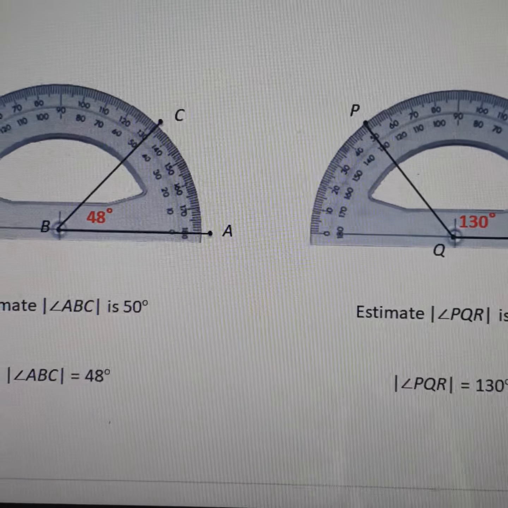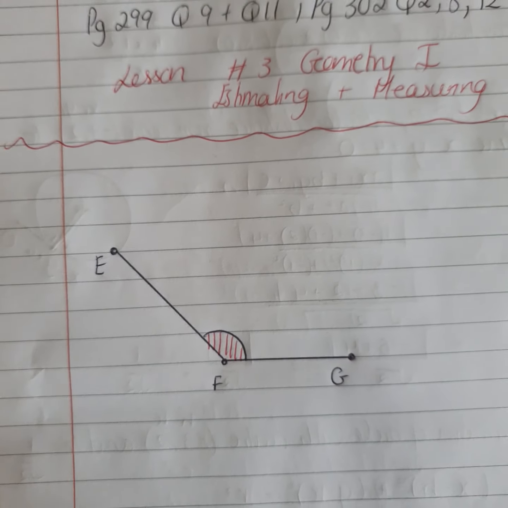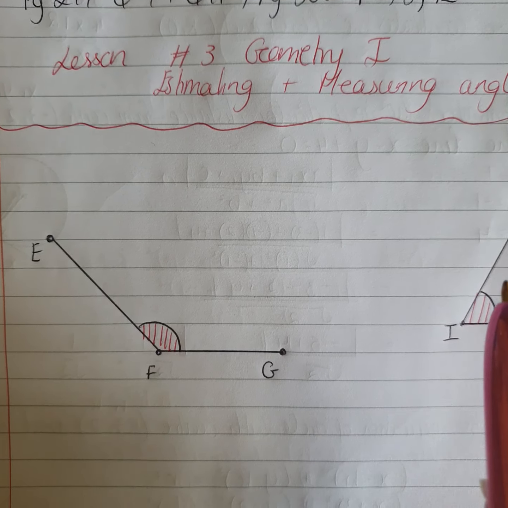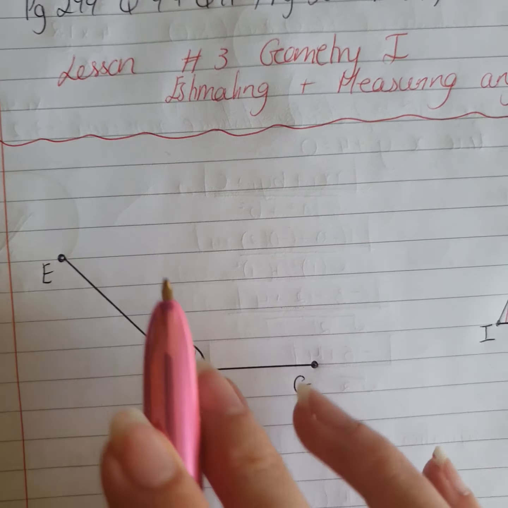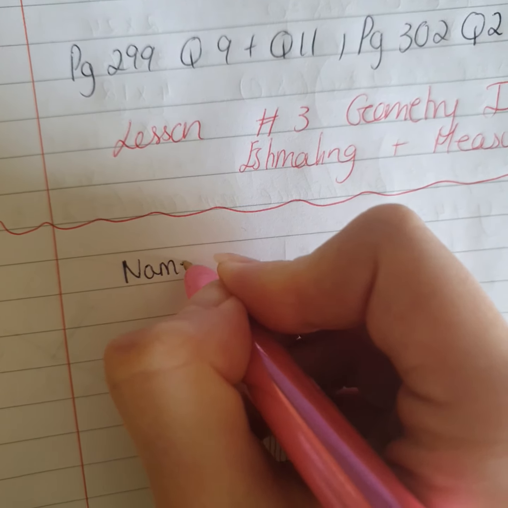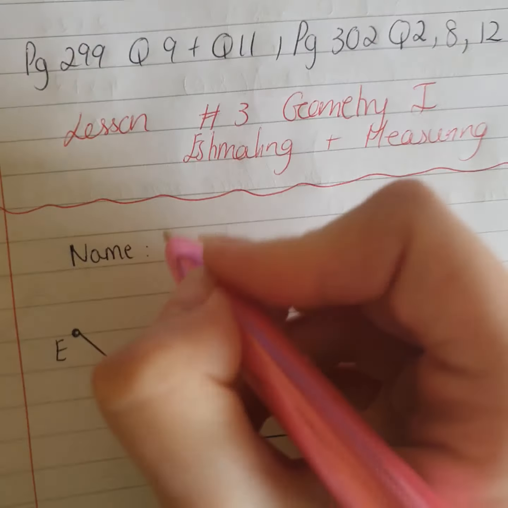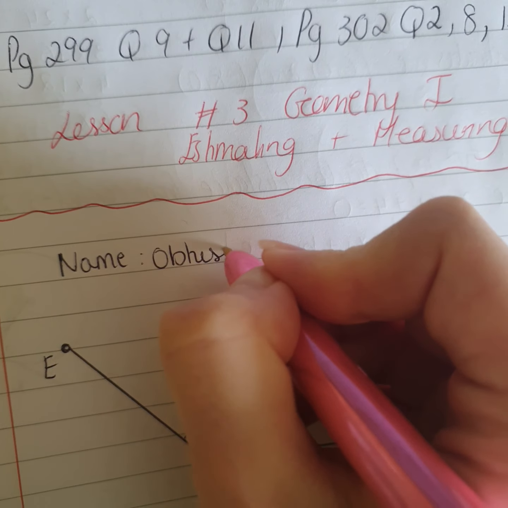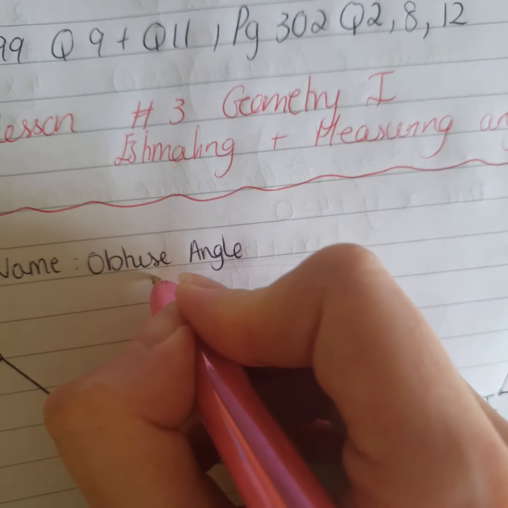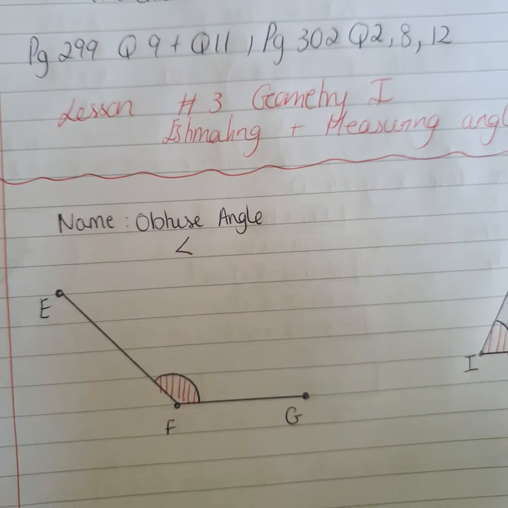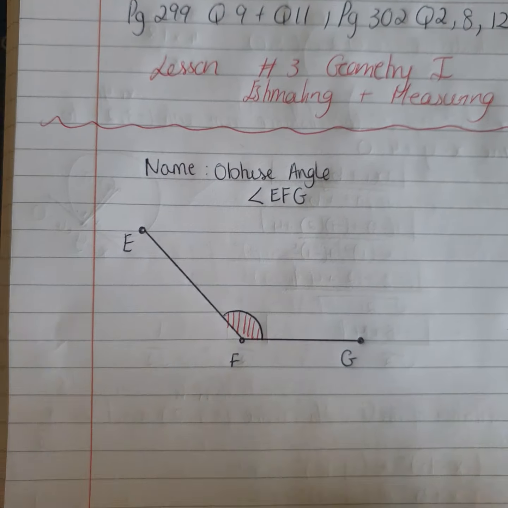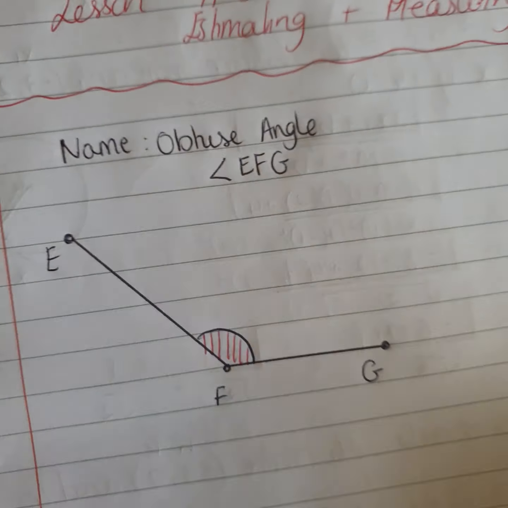Okay, I'm going to do a few more examples. So the first example here, right, and you could take these down and just look at them. So we're estimating and measuring angles, and it's lesson number 3 in geometry. Right, so the first thing I'm going to do is name the type of angle, right? So it's an obtuse, isn't it? We can see that straight away. So it's an obtuse angle, and it is angle EFG or GFE. So EFG.